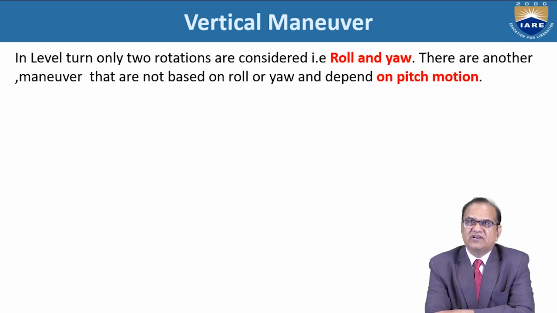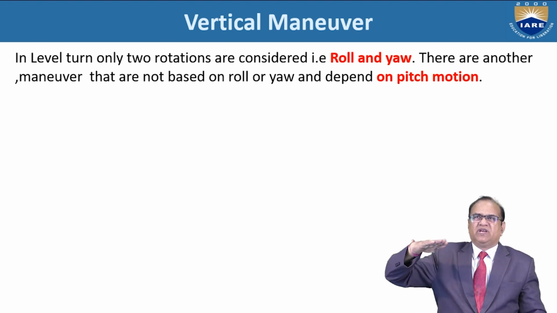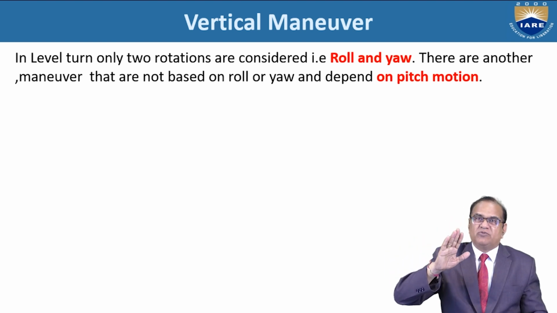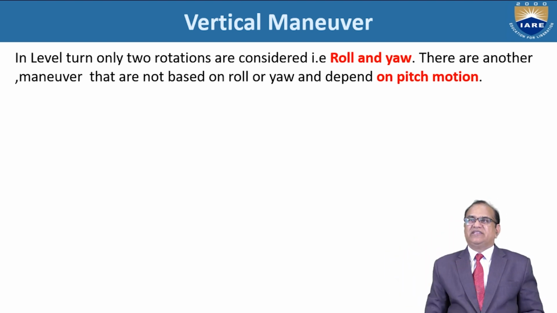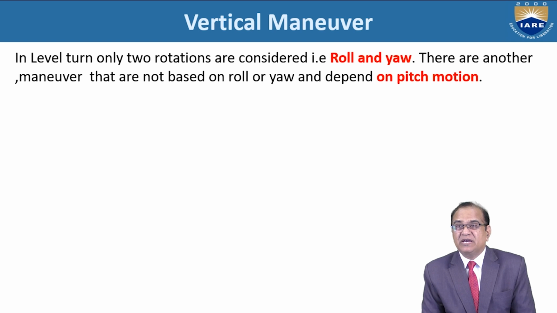In a level turn, only two rotations are considered, that is roll and yaw. So, if your aircraft is flying in the same level, either you can roll in the same level, you can roll like this, or you can yaw like this. Only two rotations are possible in the level turn. There are other maneuvers that are not based on roll or yaw and depend upon the pitch motion.